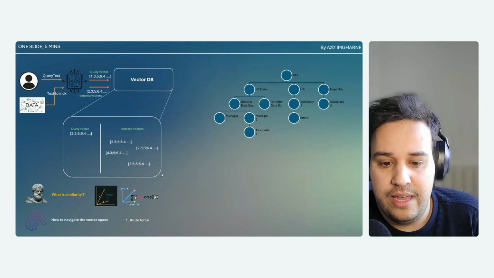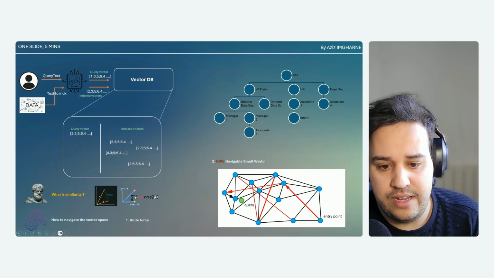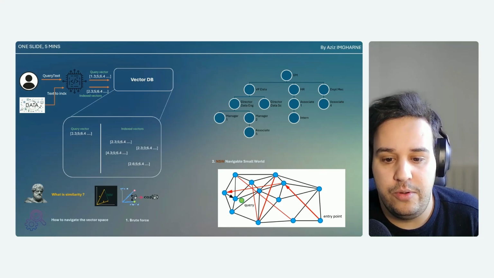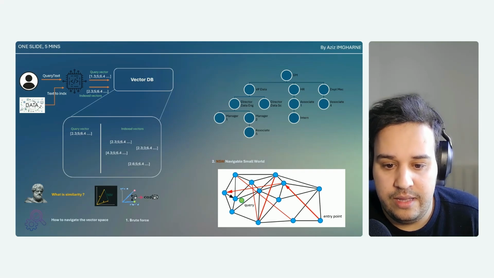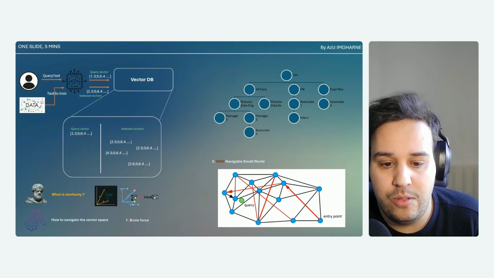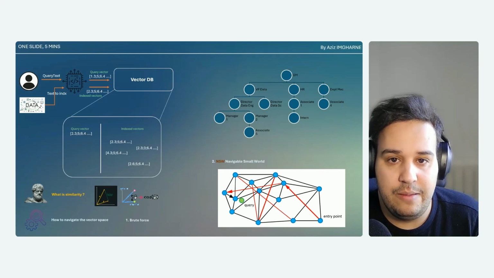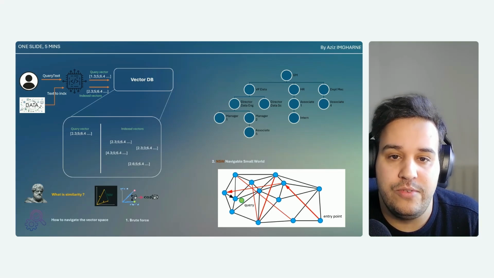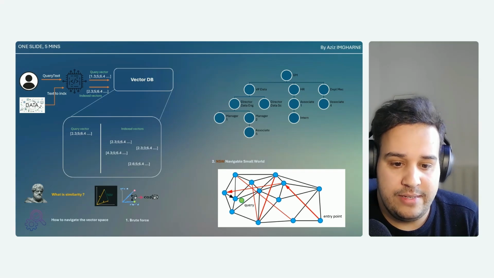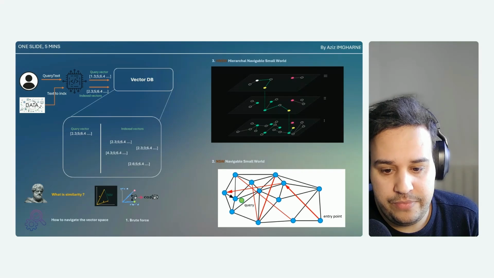And this approach is called the NSW, or Navigable Small World. Here's how it works. The query vector starts by comparing itself to a random entry point. The entry point suggests another vector that is closer to the query. This process continues until there is no closer vector left. However, this assumes that all the vectors are on the same level. In reality, the entry point may be far in terms of its connections. So to optimize this, we add some hierarchy layers.